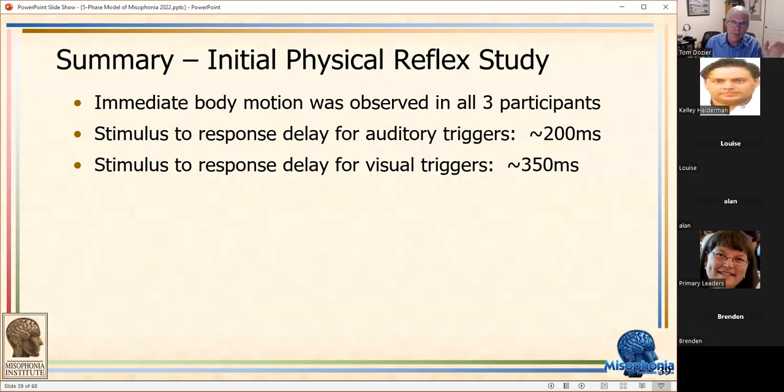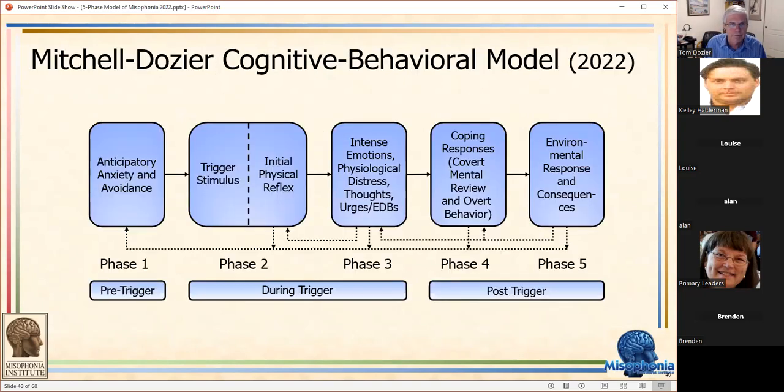So you hear that trigger, and in 200 milliseconds, your muscles are firing, and maybe in another 50 or 100 milliseconds, your head is exploding with all the emotions, and you don't notice that initial reflex. And for visual triggers, it took a little bit longer to cause that reflex to occur.